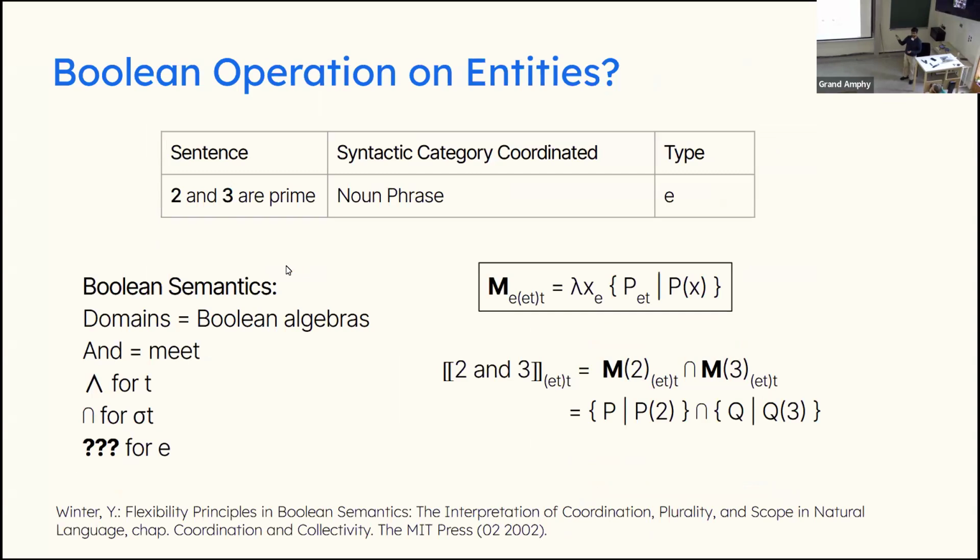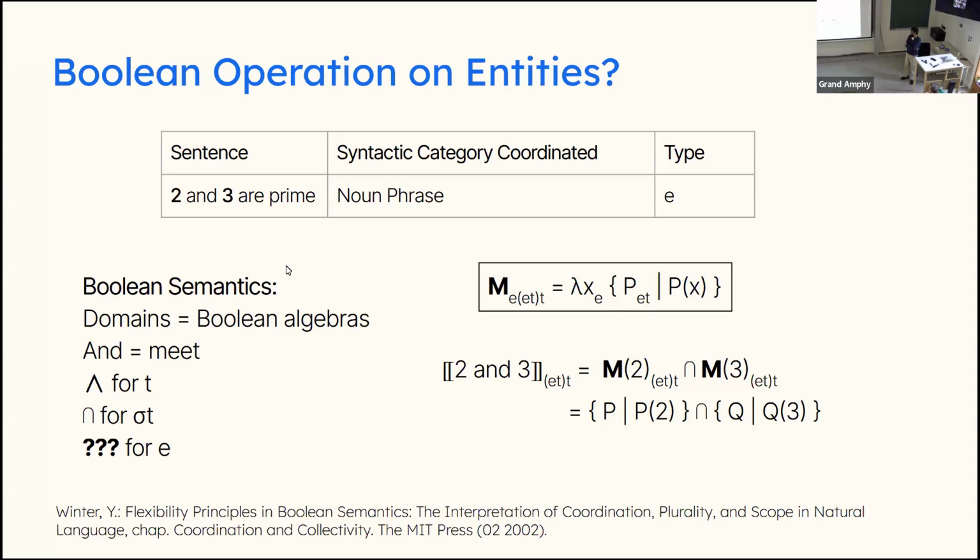But we haven't answered one thing: what happens with noun phrases? This is not a straightforward question. It doesn't have a straightforward answer because we do not always have a Boolean algebraic structure on the domain of entities.